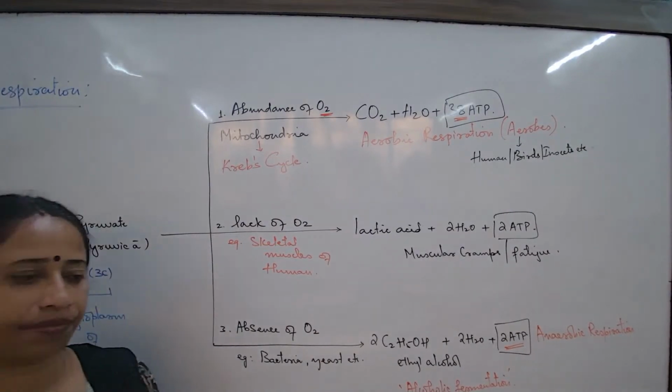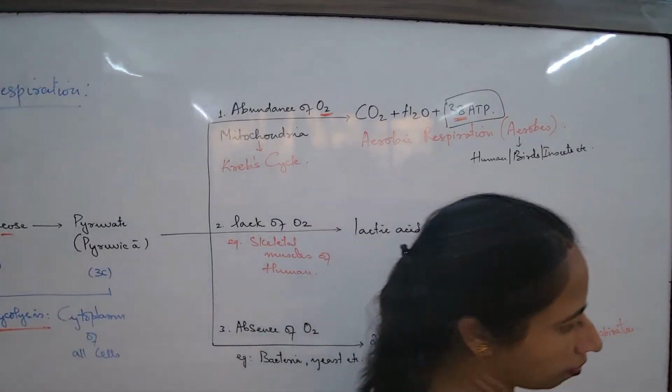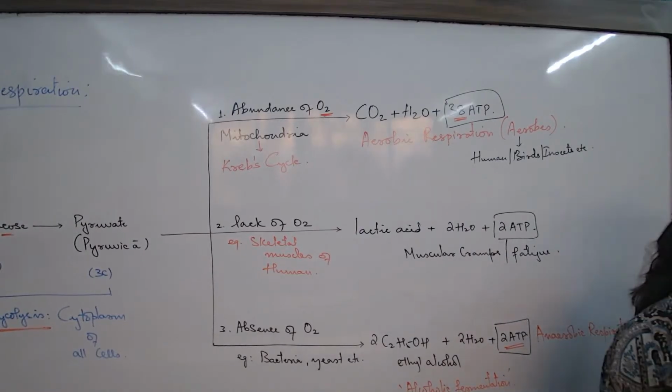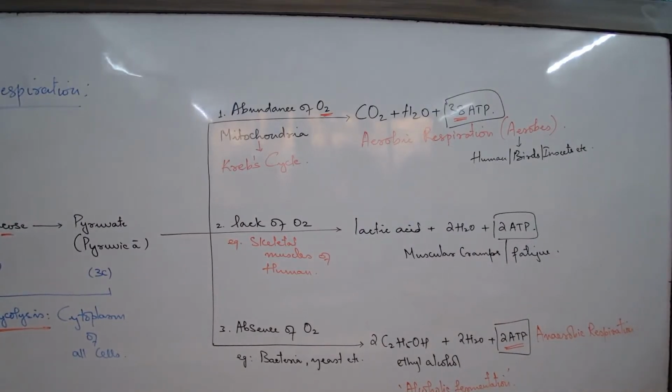Second, you will write on the products. What are the products? Check from the flow chart and write. For aerobic, what are the products? Carbon dioxide, water, and 38 molecules of ATP. So based on the products, you should know.